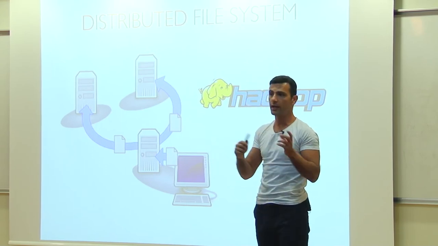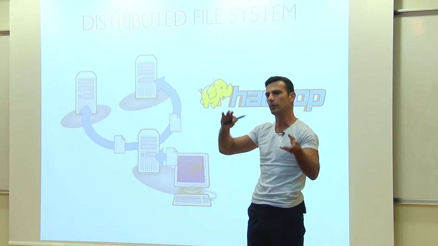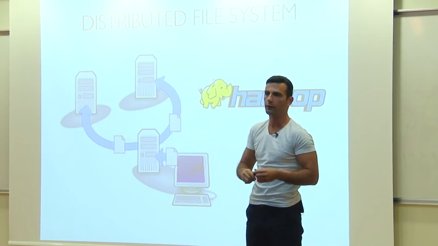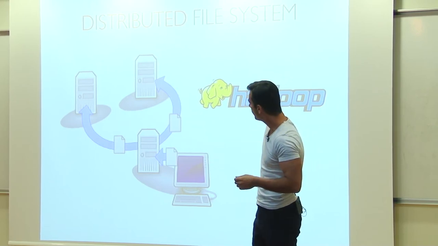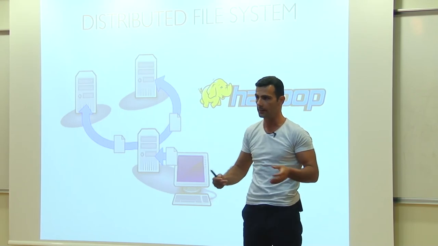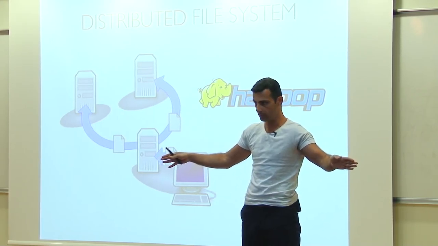So Hadoop basically has two parts. One is the distributed file system, and one is a thing called MapReduce, which allows you to compute over the data. But don't worry about that for now. For now, just know that Hadoop allows you to create a distributed file system. Again, it allows you to scale horizontally. Cool? Okay.